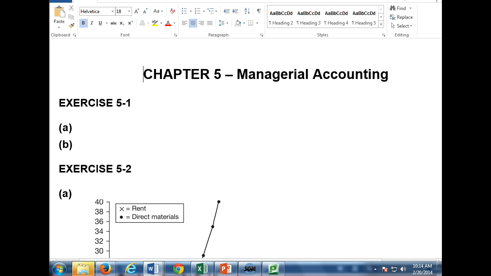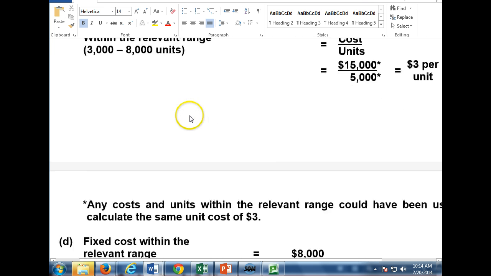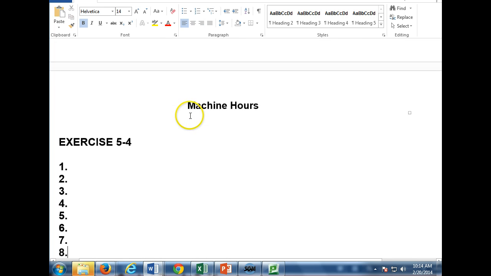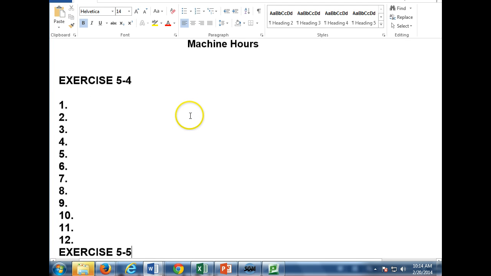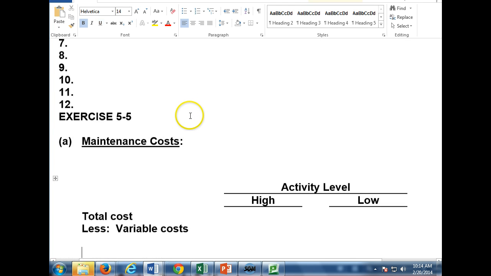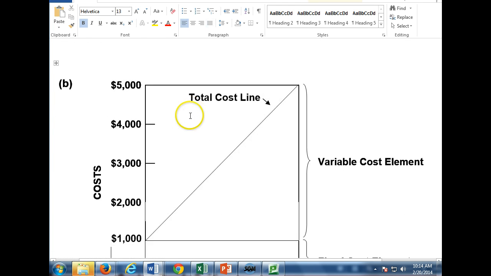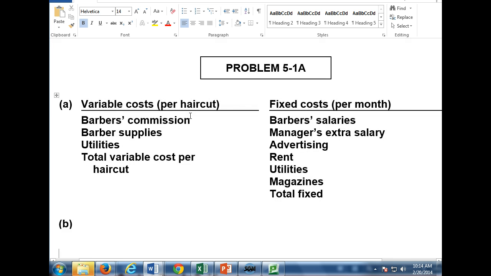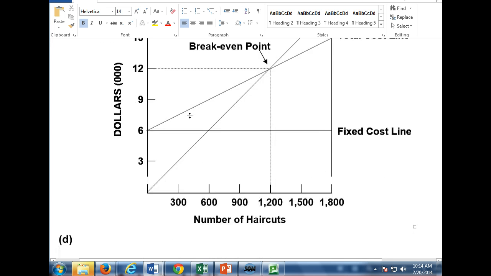So, we started with, I think we did some of these on Tuesday. Did we go over 5.4 and 5.5? Yes, we did. That's 5.8. We finished 5.8. So we'll work on problem 5.1.